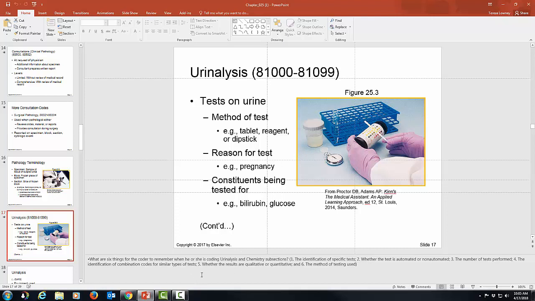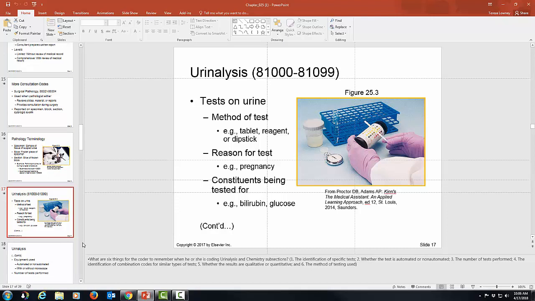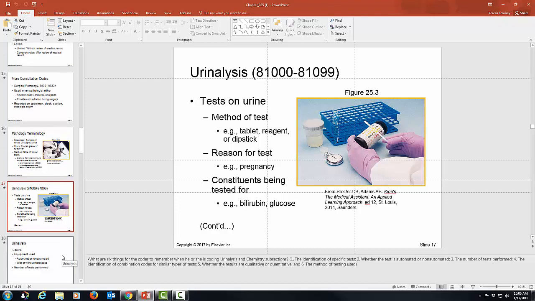So there are 6 things the coder needs to remember when coding a urinalysis. The identification of the specific test, whether the test is automated or non-automated, the number of the tests performed, the identification of the combination codes for similar types of tests, whether the results are qualitative or quantitative, meaning whether it's there or not or how much of it is there, and the method of the test being used. All 6 of those things will go into you deciding which one of those tests off those 100 pages you want to use.